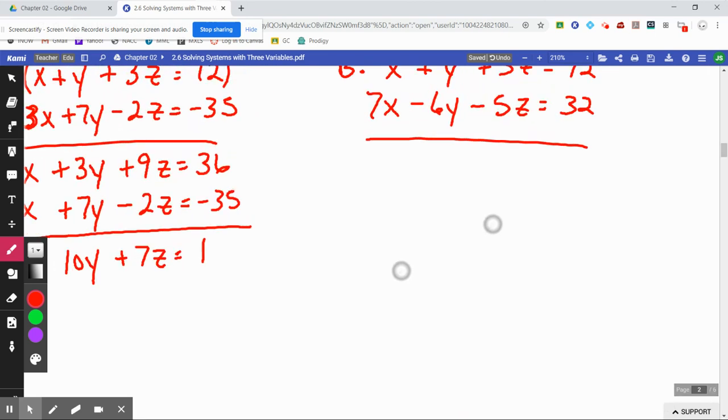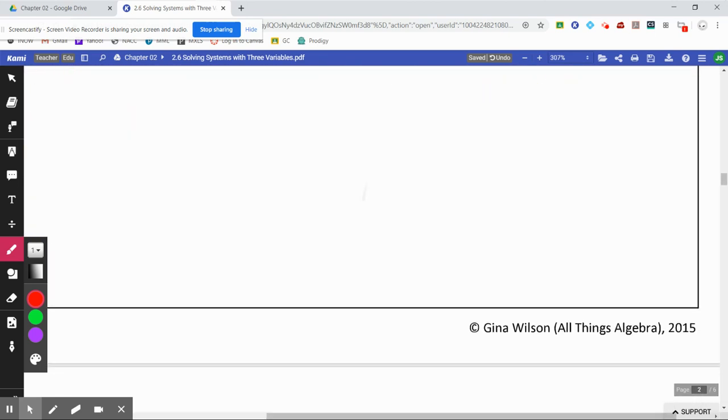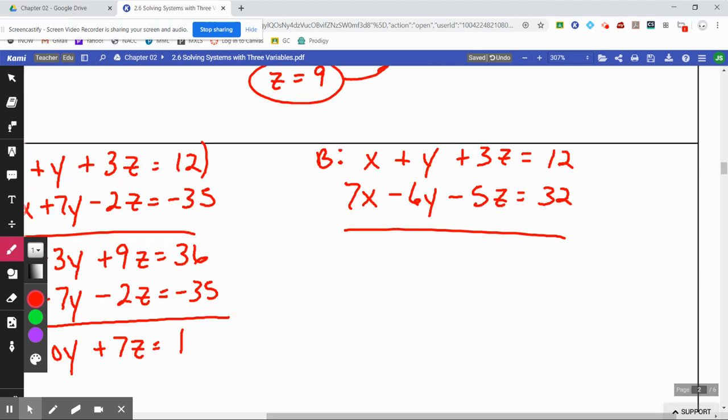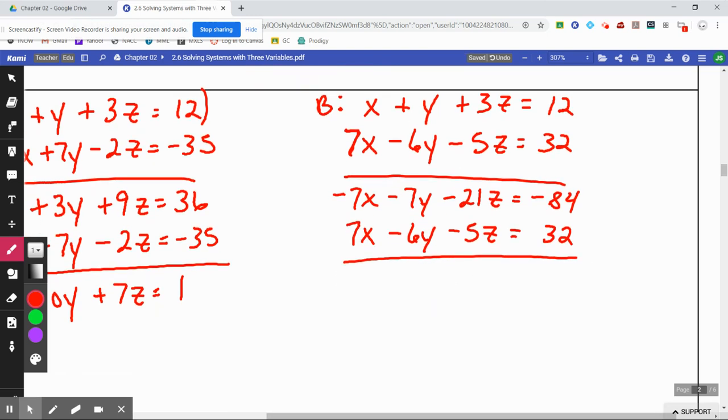Now let's move on to equation B. And since I eliminated my x's there, I'm going to have to eliminate the same variable here. So since I have 7x, I'm going to take my first equation and multiply it by negative 7. And my second equation will again stay the same. Now when I add those two together, you can see that again my x's will cancel and leaves me with negative 13y, negative 26z, and negative 84 and 32 is negative 52.